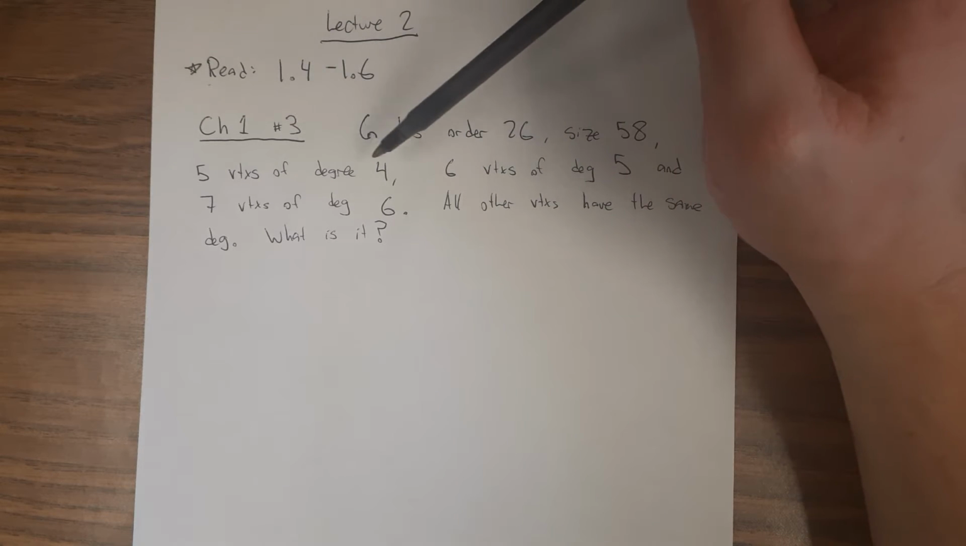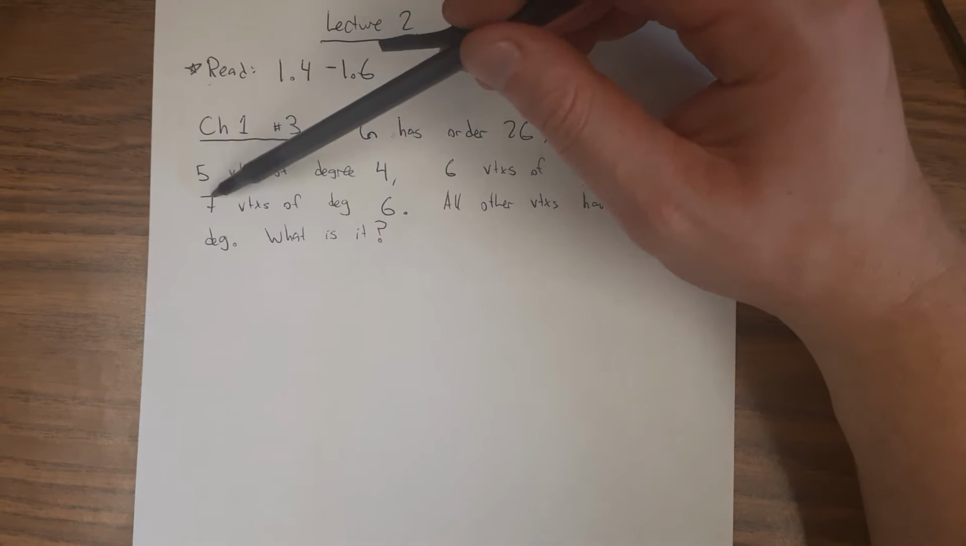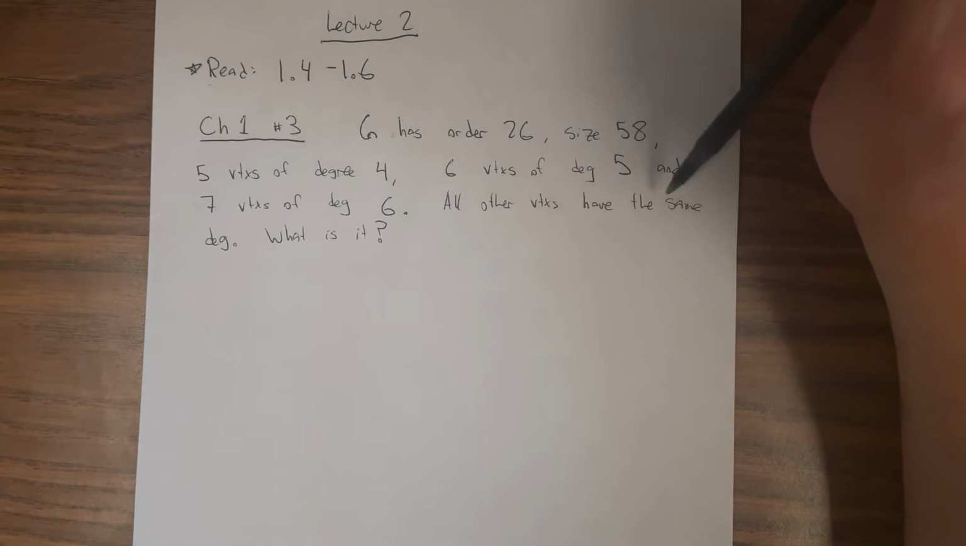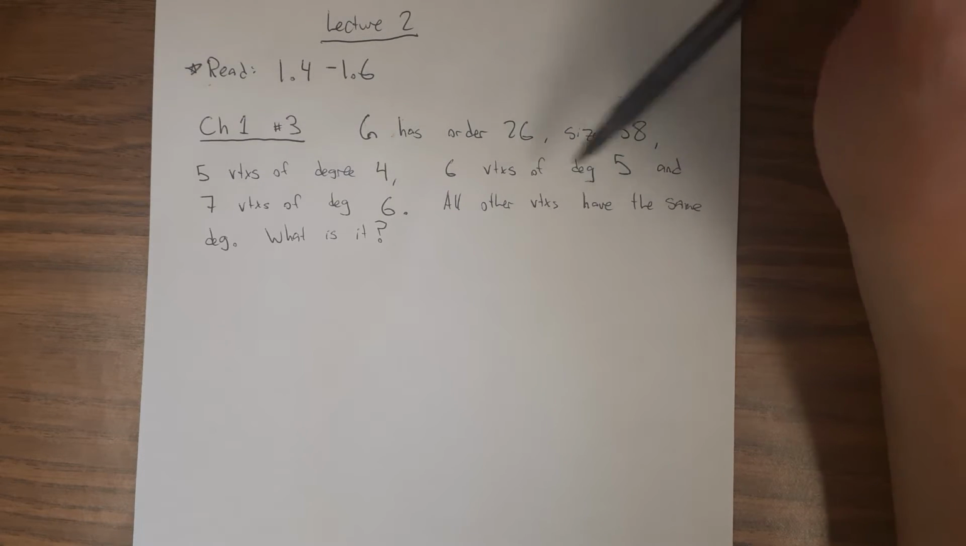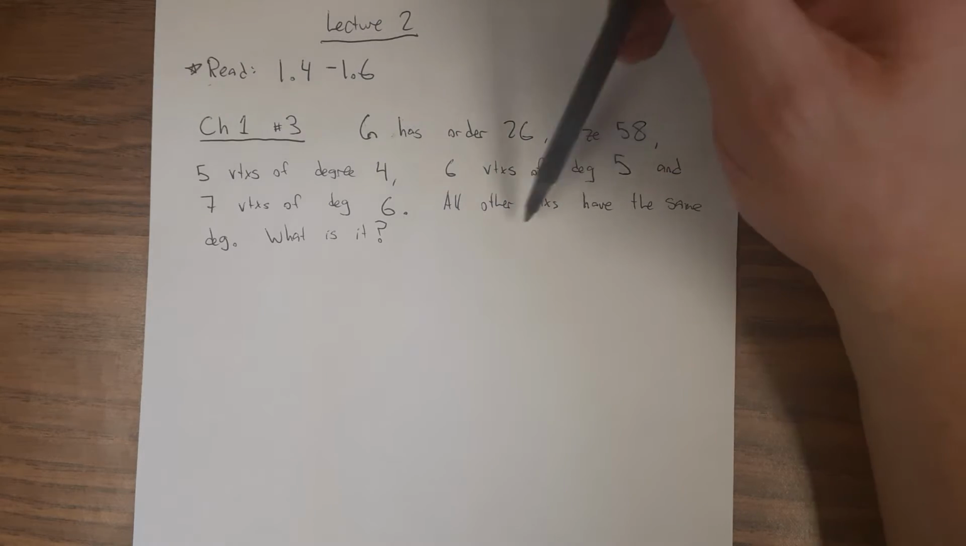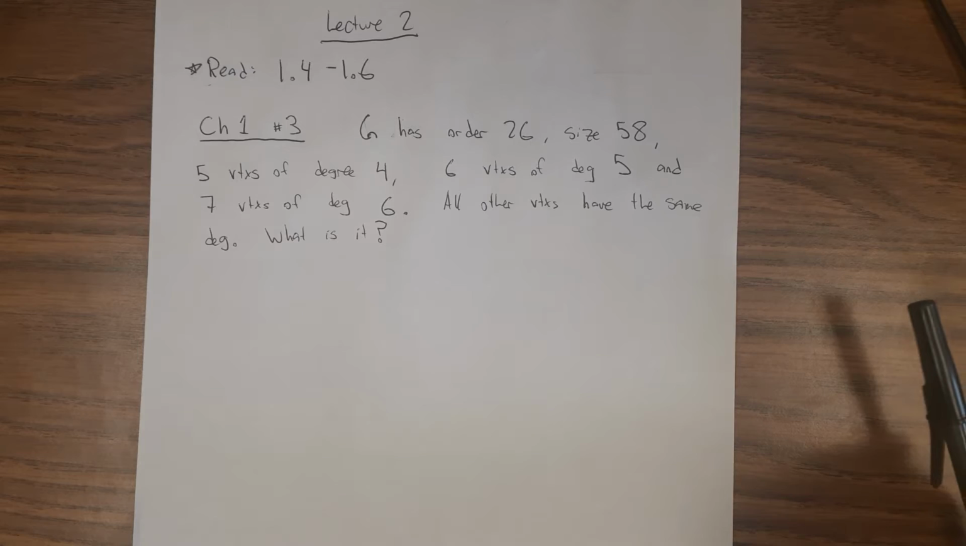5 of the vertices have degree 4, 6 of the vertices have degree 5, and 7 of the vertices have degree 6. All of the other vertices that I didn't mention have the same degree. And we're not telling you what that degree is. And the question is, what would that degree have to be?